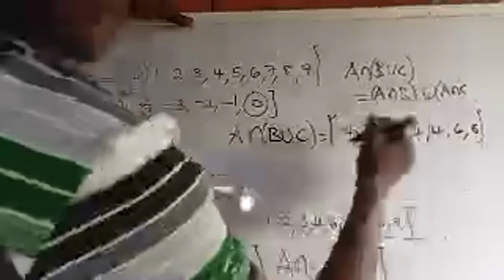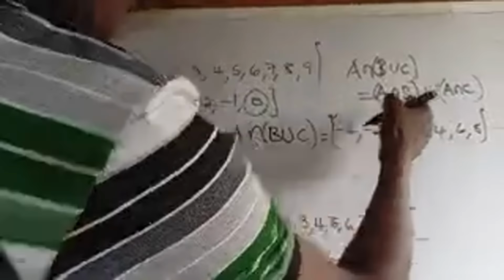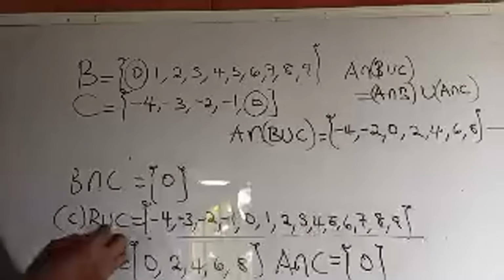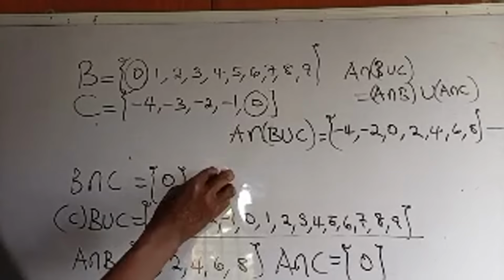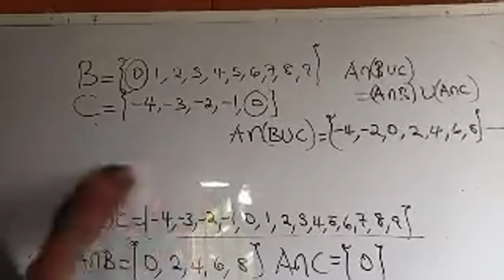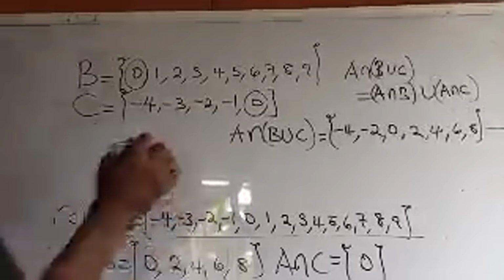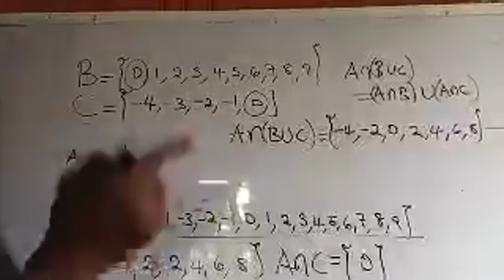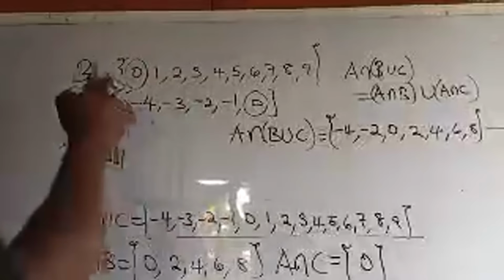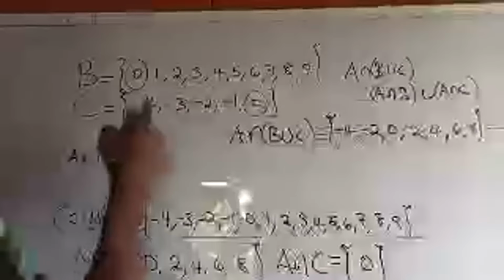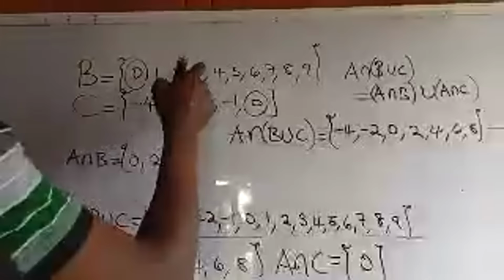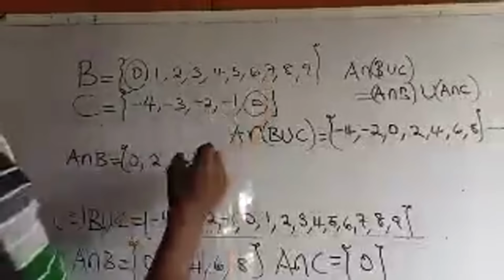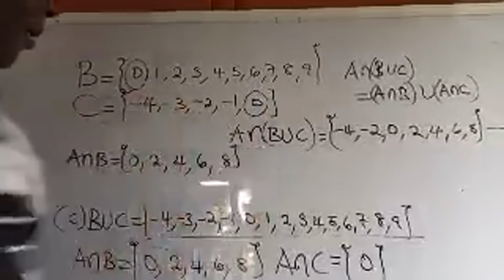Okay. Now let's call this one equation 1. Let's look at A intersection B. A intersection B is a set of, A is what? Set of even numbers. Intersection B, if you have 0, beautiful. We have 2, we have 4, we have 6, we have 8. Fine. Okay. Now, A intersection C.